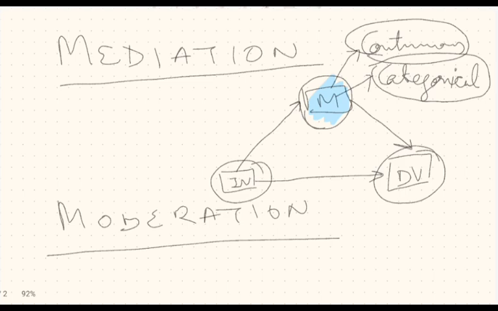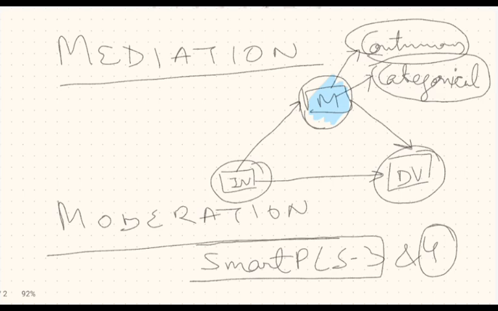In Smart PLS, the operations differ a little in Smart PLS 3 and version 4. As version 4 is the latest one, the procedure is a little bit easier, but you can also conduct the same analysis quite quickly and easily in Smart PLS 3 as well. So don't worry if you don't have version 4, you can do it easily in Smart PLS 3.